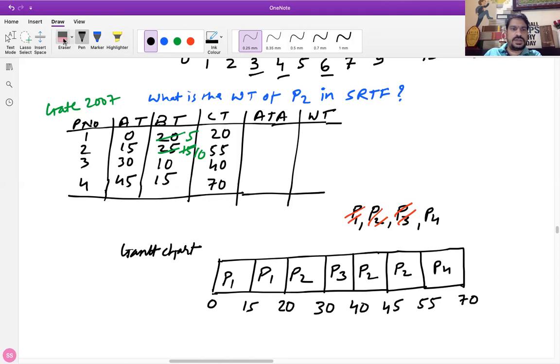Now, let's find out the turnaround time. The turnaround time is completion time minus arrival time. So completion time is 20, arrival time is 0, so turnaround time is 20. 55 minus 15, it will be 40. 40 minus 30, it will be 10. 70 minus 45, it will be 25.